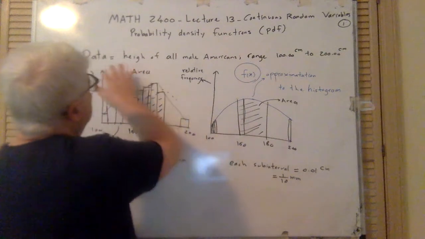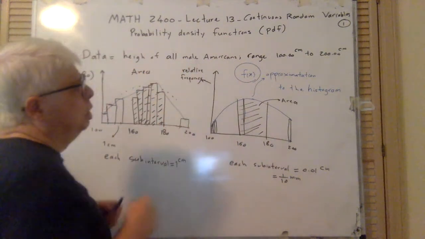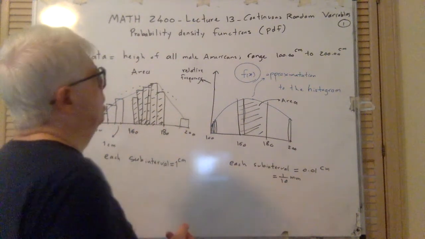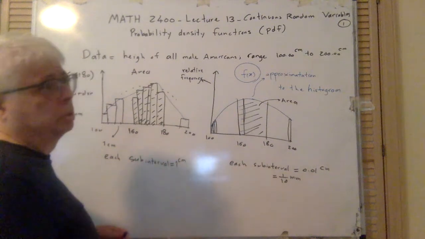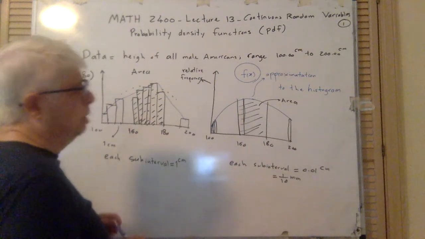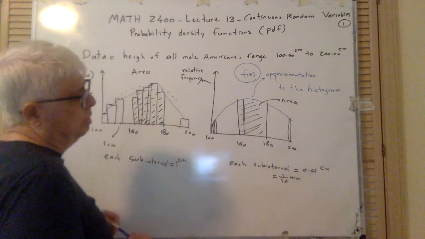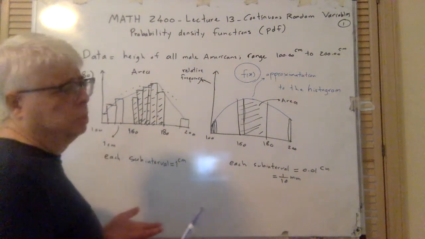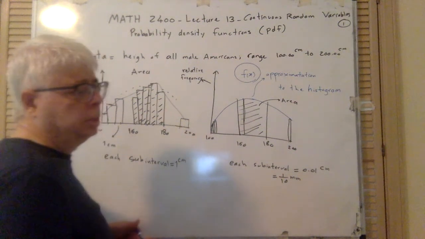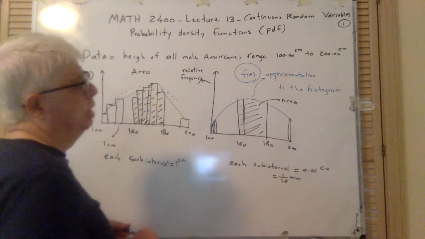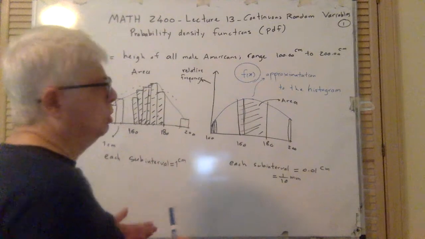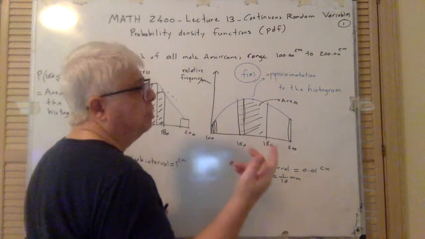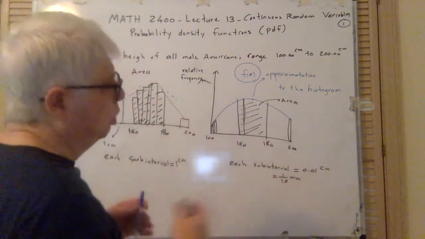And look at this. I have data where my data points are huge. Assuming that we have 150 million males in this country, that's 150 million numbers. That's a lot. So you can easily assume that you are really not dealing with a discrete random variable. You are dealing with a continuous random variable. You can assume that between any two numbers here, you have infinitely many choices or numbers. So we can assume that.